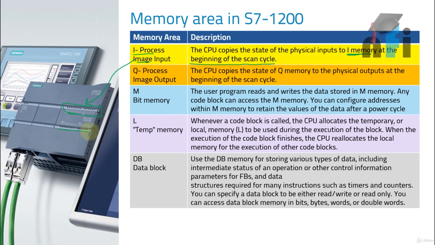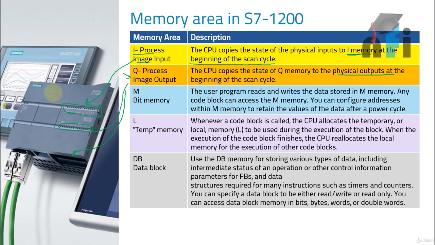So this is for the outputs. It will store the value of the outputs in another memory. The CPU copies the state of Q memory to the physical outputs at the beginning of the scan cycle. So whatever value you have in the process image, it will be copied to the outputs.